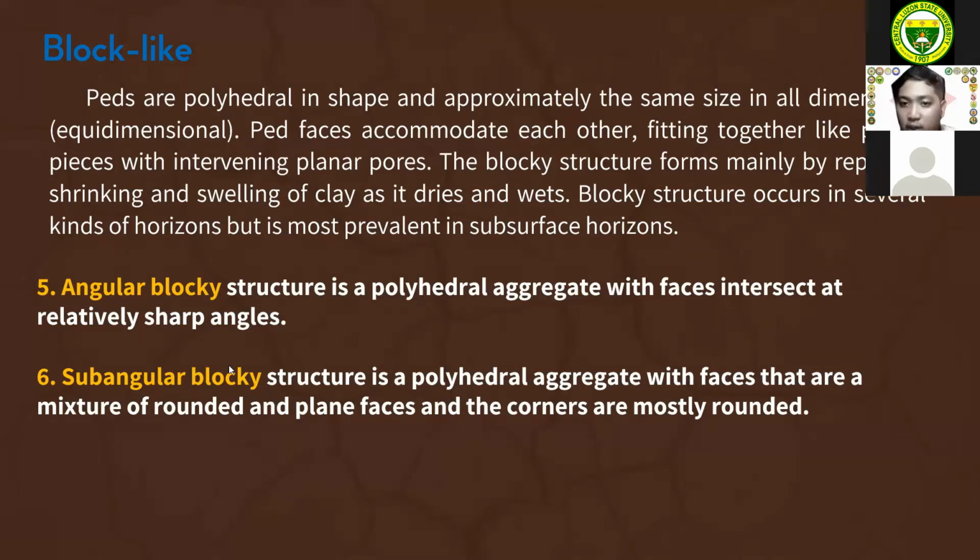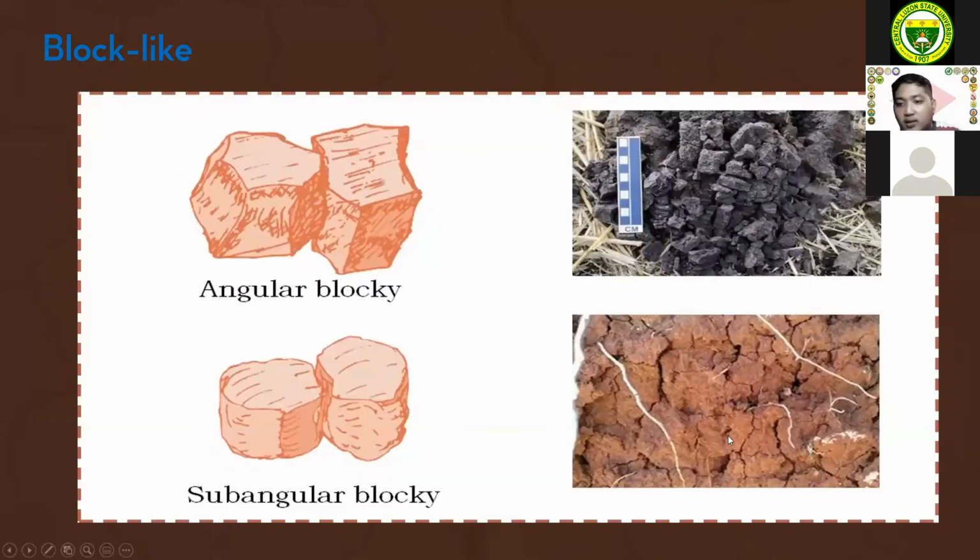Okay? So in a profile, you can see here the angular blocky and the subangular blocky. So cracks are commonly formed because of the shrink and swell property of clay. So shrink and swell, once nag-absorb ng water yung soil natin, they are swelling, di ba? Then pag na-dry naman yung soil natin, they are shrinking or lumiliit. So pagka lumiit, so may iwan doon yung mga spaces na yan. So that's how the different Peds is observed sa mga spaces na yun na na-form.